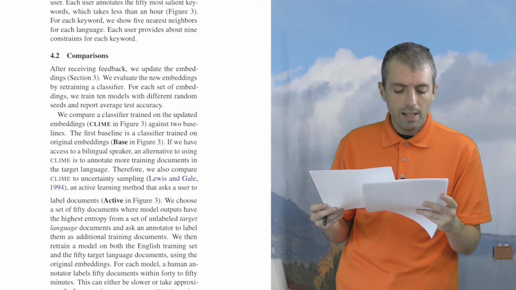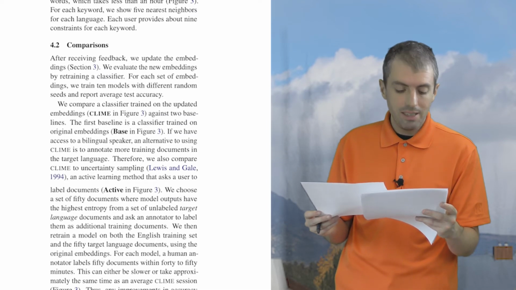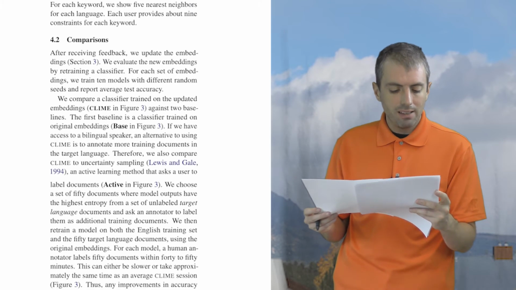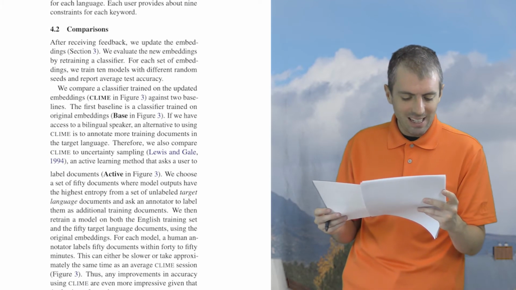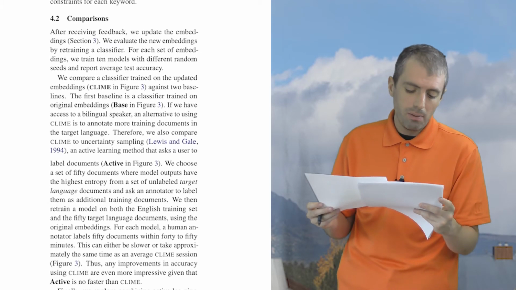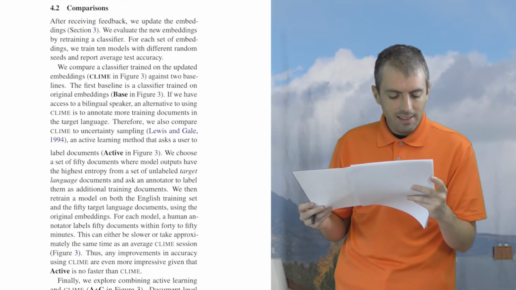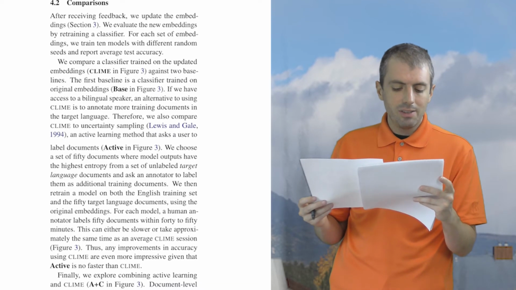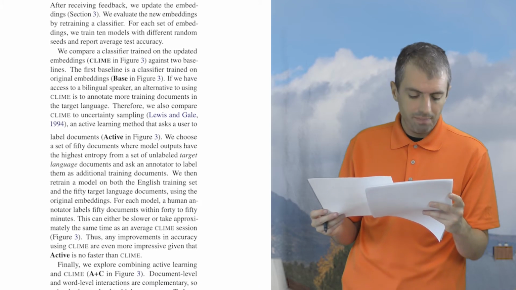We then retrain a model on both the English training set and the 50 target language documents using the original embeddings. For each model, a human annotator labels 50 documents within 40 to 50 minutes. This is either slower than or takes approximately the same time as an average CLIMB session. Thus, any improvements in accuracy using CLIMB are even more impressive given that active is no faster than CLIMB.